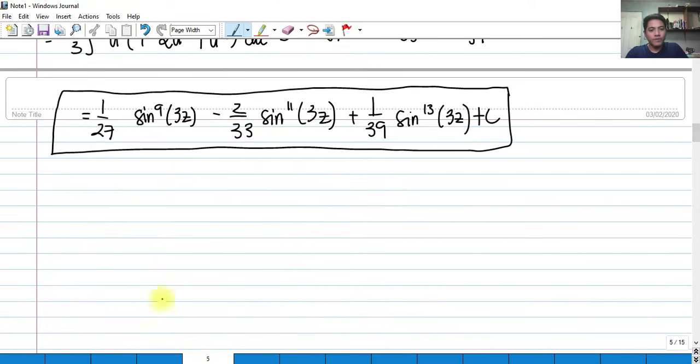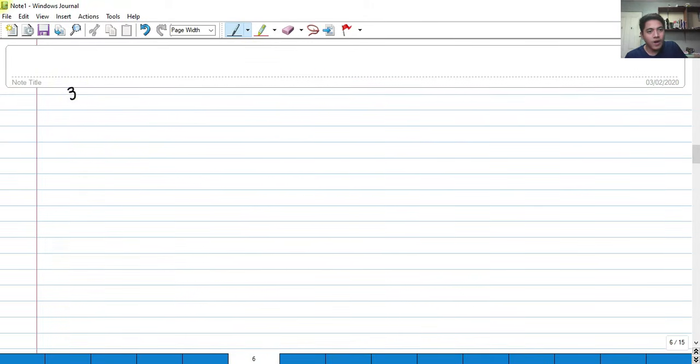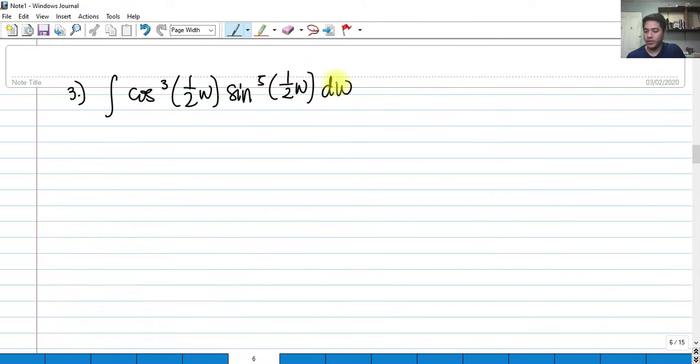Okay, let's try for the last problem, for number 6. How about we evaluate the integral of the cosine cube of 1 half w sine raised to 5 of 1 half w dw here. So, in this case, our m and n are both odd numbers.